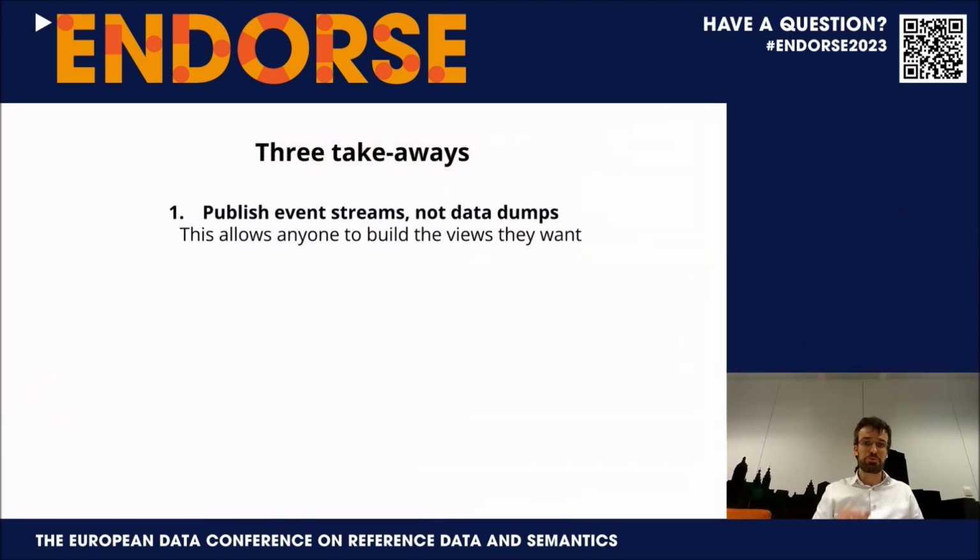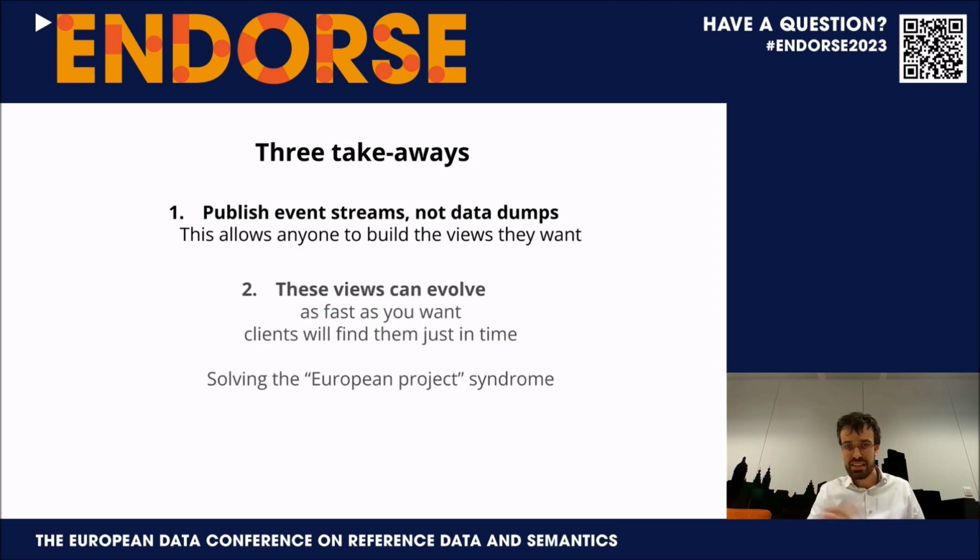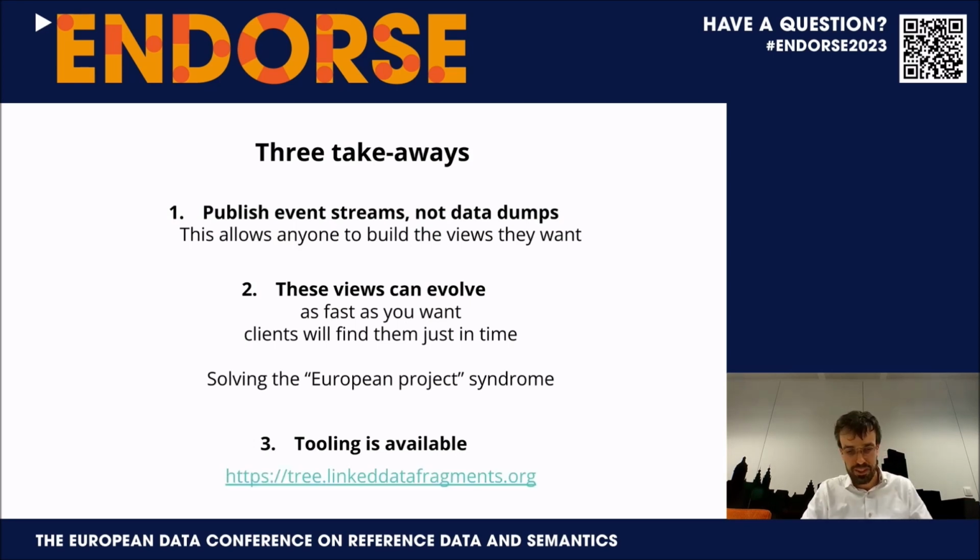My 3 takeaways are: make sure, 1, that you publish event streams and not just data dumps, because we want to make sure that everyone can build the indexes they want on that. 2, that now these views can evolve as fast as you want them. And in that way, we can turn on and turn off certain views and the data set itself won't disappear. And 3, at this moment, the tooling is getting gradually more and more available for everyone to use. That's it. Thank you very much.